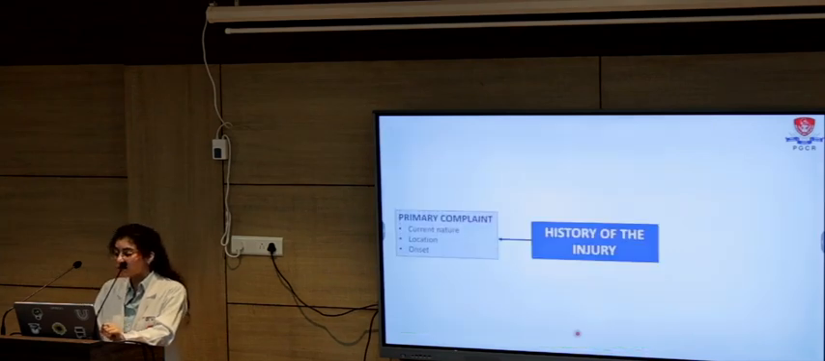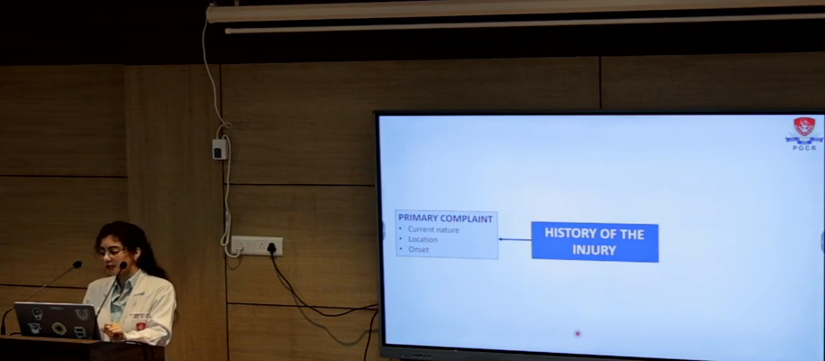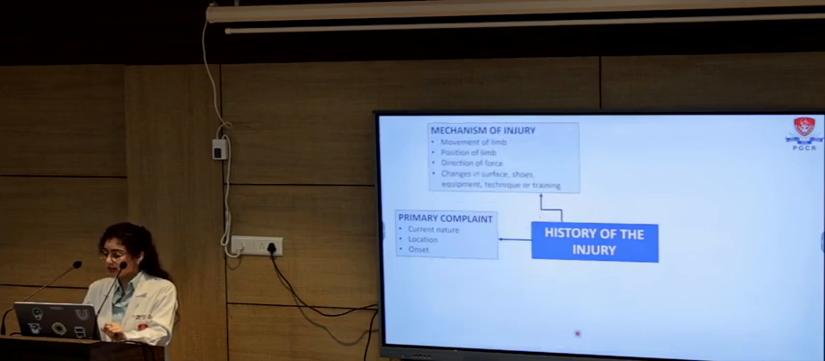So we begin with primary complaint, where we ask the athlete to describe their current issue, including the nature of the complaint, its location, and onset. Next, we look into mechanism of injury. This includes asking how the injury occurred, such as direction of force, movement of the limb, or any change in equipment, shoes, or training techniques.